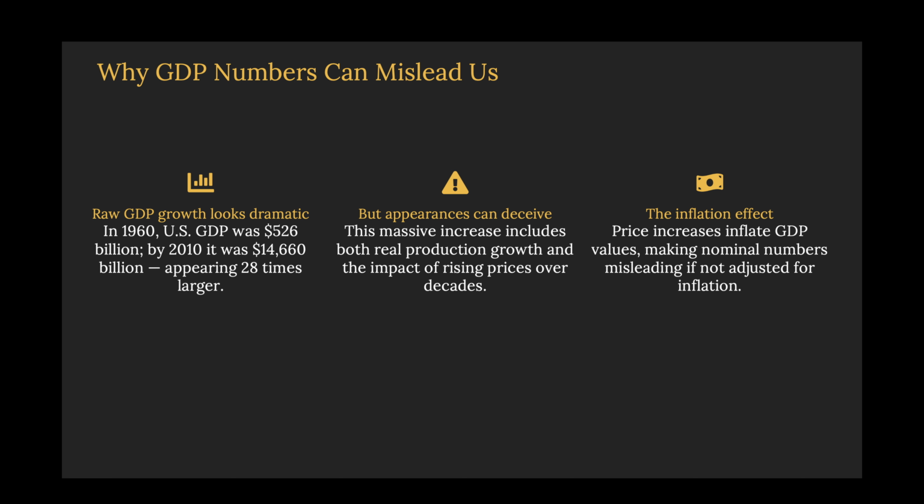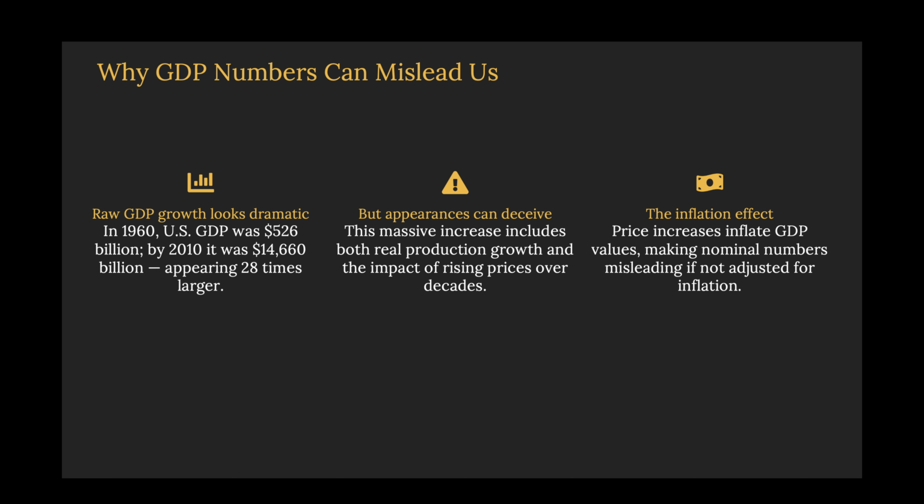Let's start with a real example. In 1960, US GDP was about $526 billion. In 2010, US GDP was about $14,660 billion. If we just divide those numbers, 14,660 divided by 526 equals 28. So it would be tempting to say, wow, the US economy became 28 times bigger between 1960 and 2010.